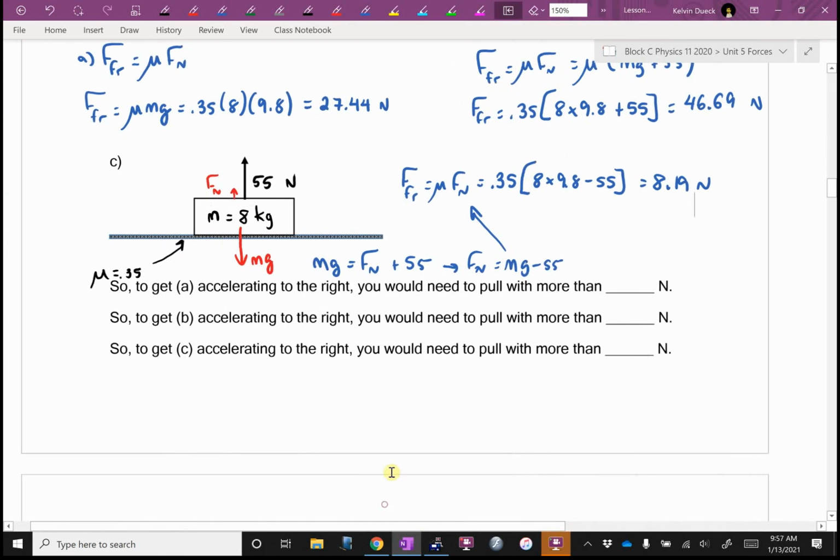So, to get A accelerating to the right, you would need to pull with more than how many newtons? 27.44. You would need to pull harder than what to get B accelerating to the right? 46.69. And you would have to pull harder or push harder than how much to get 8.19?